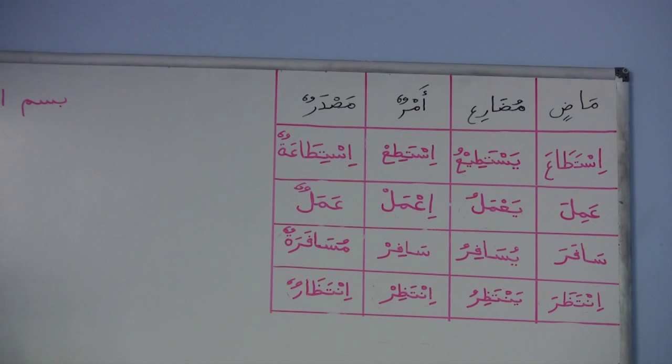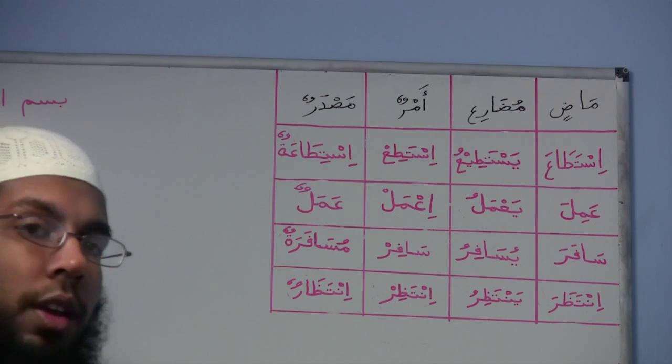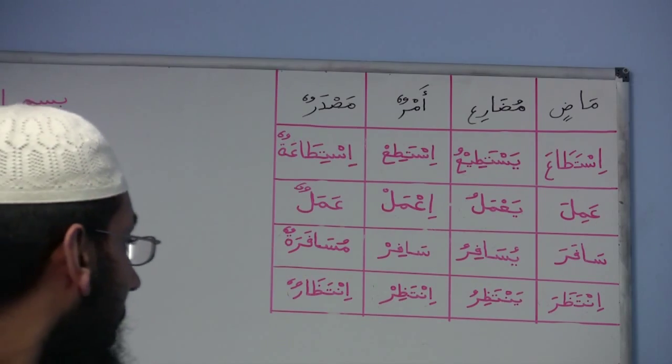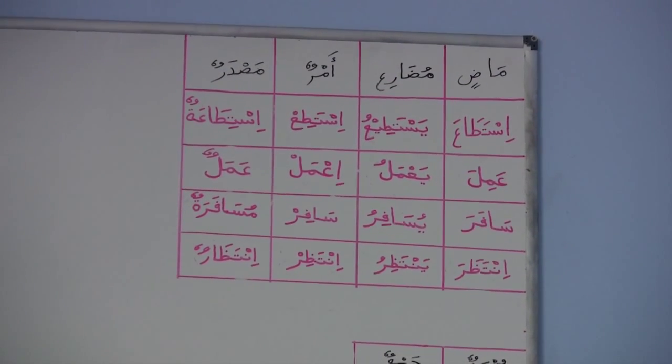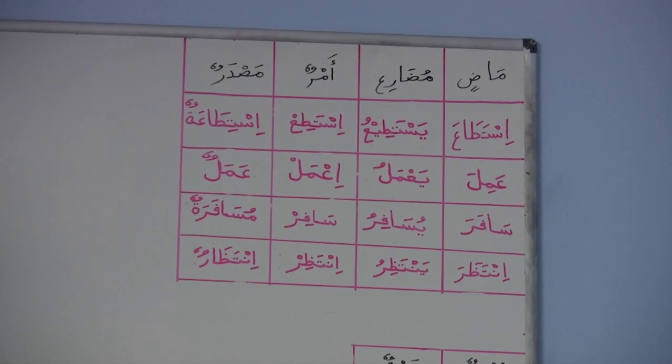Previously we took talaba, which is always used with min. Intadara, yantadhiru, intadhir, intidharun. He waited. So basically there are some verbs that have a preposition which we always use with them. In this case it's safara, to, ilah, safara ilah. So the first one istata'a is he can, he could. The second one amila, he worked. The third one he traveled. The fourth one he waited.